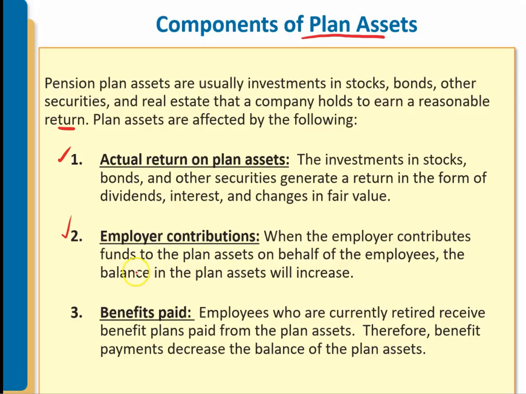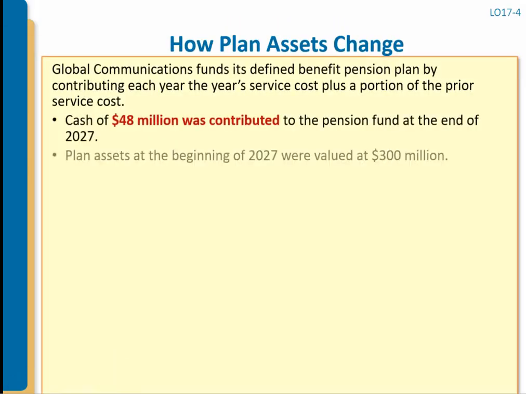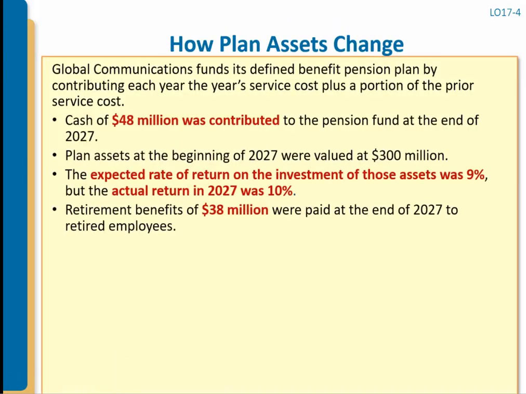The second component of plan assets is employer contributions, which is when the employer puts cash into the plan assets. They just put money in there, and the plan assets grow. And the third component is the benefits paid. When the plan assets are used to pay the benefits to the employee when they retire, the balance of the plan assets decreases. Let's go through an example for plan assets.